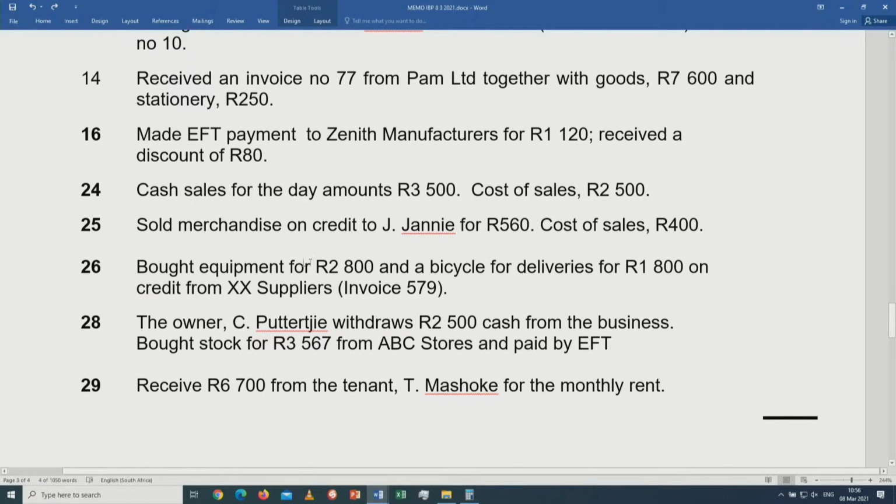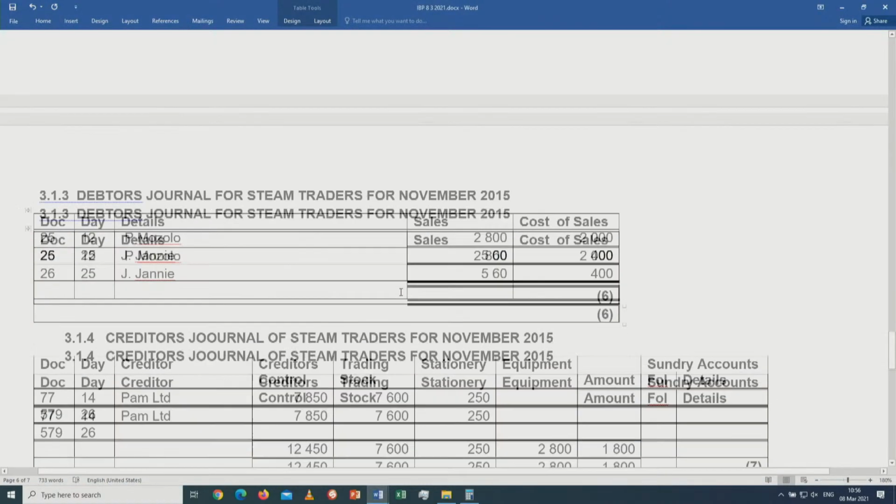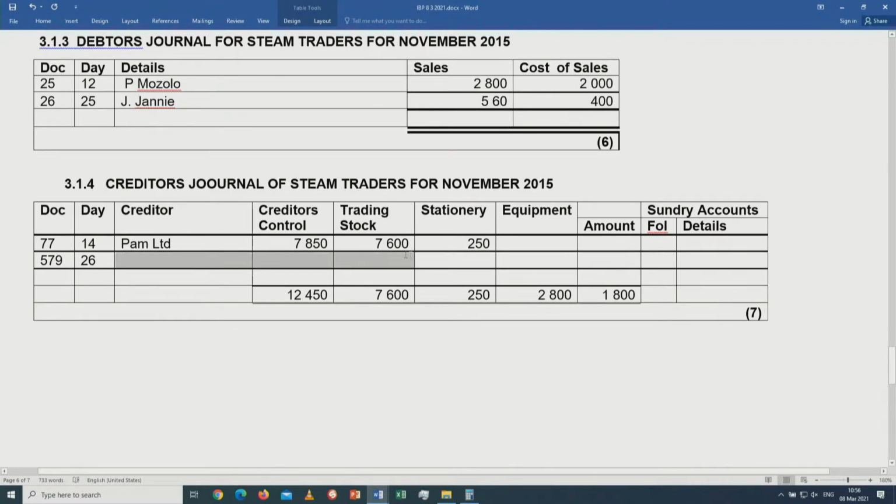On the next transaction, you bought equipment of 2,800 and a bicycle for deliveries for 1,800 on credit from SS supplier, 579. So what happens here, you go to the creditors journal because you bought it on credit. On the 26th, this is how it will look. You have creditors control of 4,600. Why 4,600? You add your equipment of 2,800 plus the 1,800 for the bicycle. Because the bicycle falls under vehicles, it will go under sundries as vehicles.